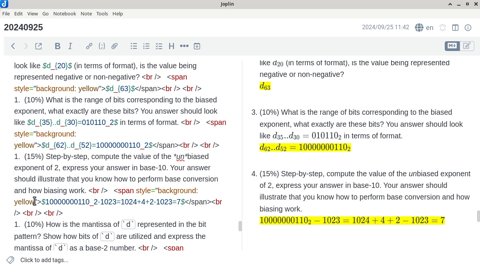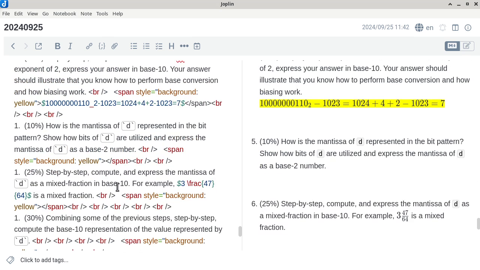Okay. All right, so the next part asks, how is the mantissa of D, of the bit pattern D, represented in the bit pattern? Show how bits of D are utilized and express the mantissa of D as a base 2 number. Okay. All right, so kind of the same deal. It's asking, what is the mantissa being represented in a double? And in this particular case, what does it look like?